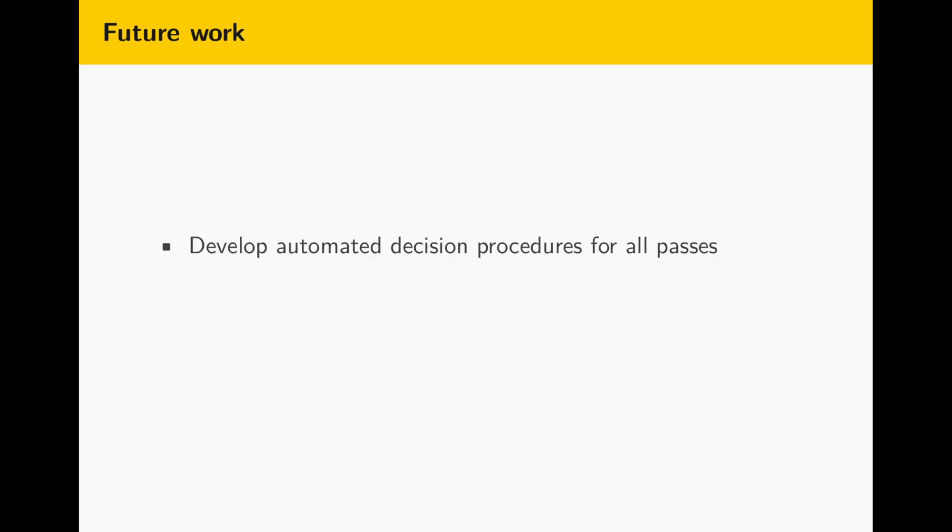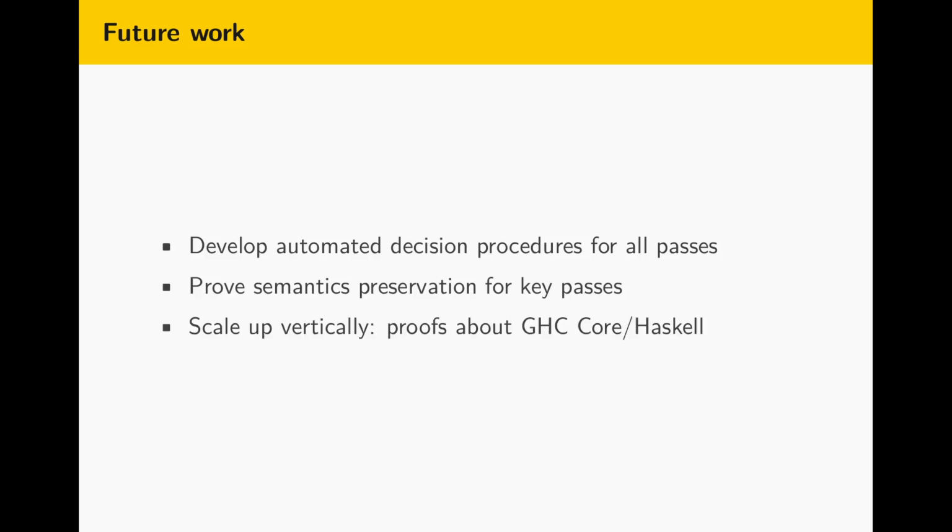Right, so I will say a little bit about what we intend to do in the future. First of all, we would like to develop decision procedures for all of the passes that we have formalized and prove semantic preservation for at least the key passes in the pipeline. Then we'd also like to investigate to scale up vertically and look at the other intermediate languages, such as GHC Core and the surface language of Haskell, which of course are much more involved as they have a larger syntax and a different semantics.